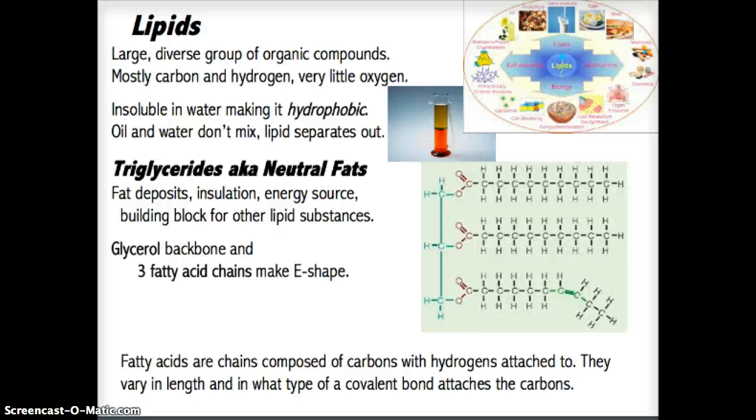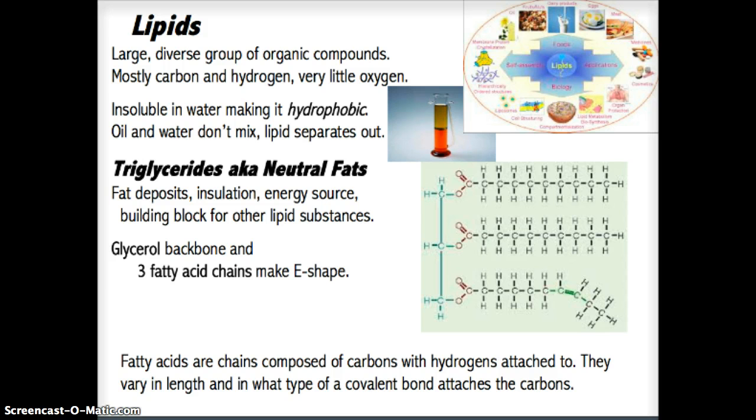Alright, let's finish up some chemistry here. Part number 4, I believe. We'll talk about some lipids. Those are the fats. That's a very large and diverse group of organic compounds. They're mostly carbon and hydrogen, very little oxygen.